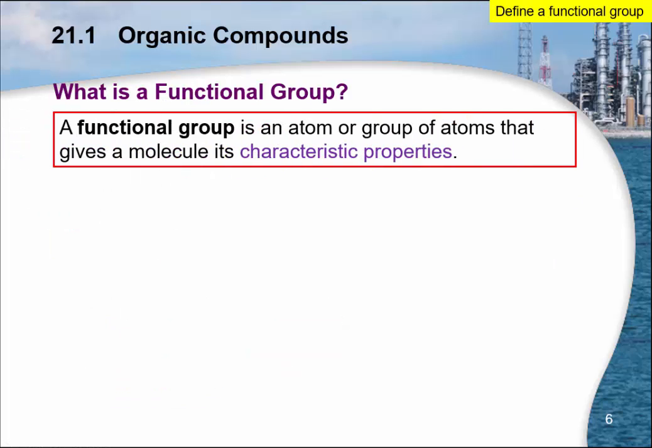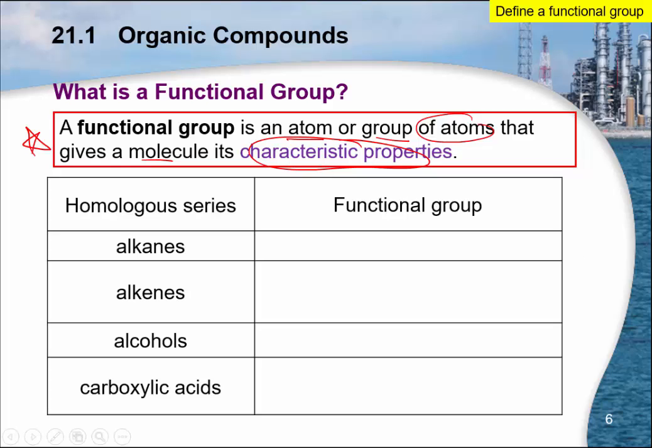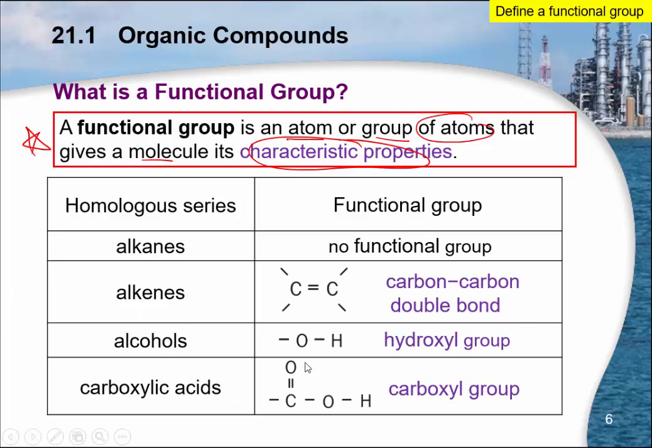What is a functional group? This definition is also very important. Please remember, a functional group is an atom or a group of atoms that gives a molecule its characteristic properties. In other words, the property of that particular molecule depends on the functional group. Any molecules having the same functional group react similarly. And the four families you're going to study are alkane, alkenes, alcohol, and carboxylic acid. These are the respective functional groups you must remember.